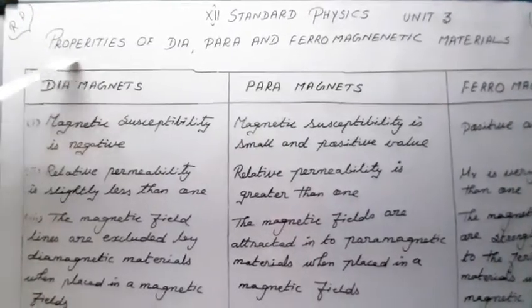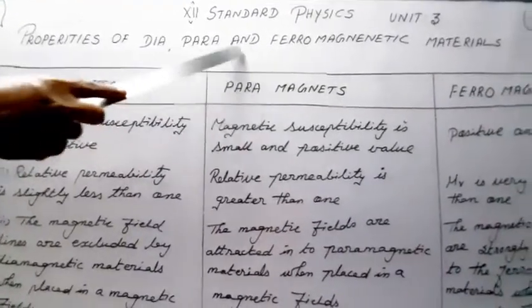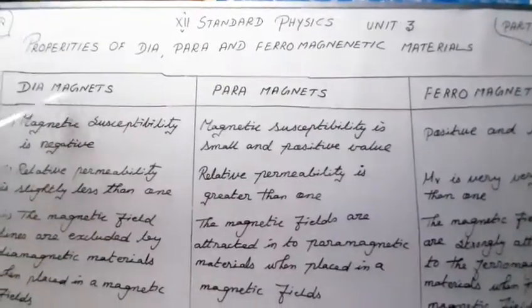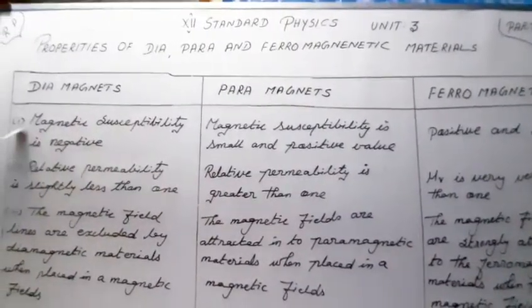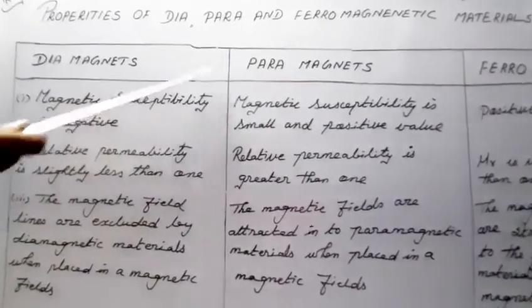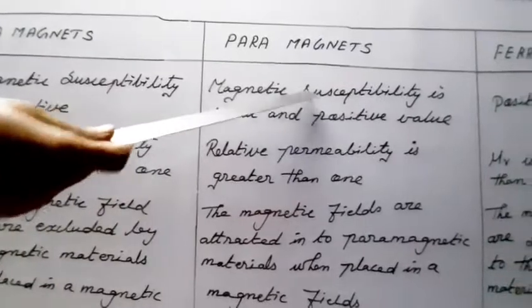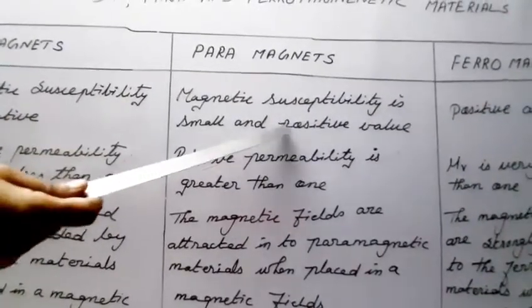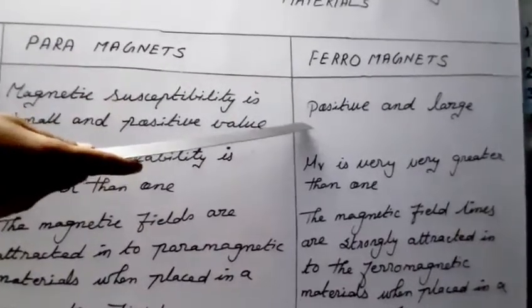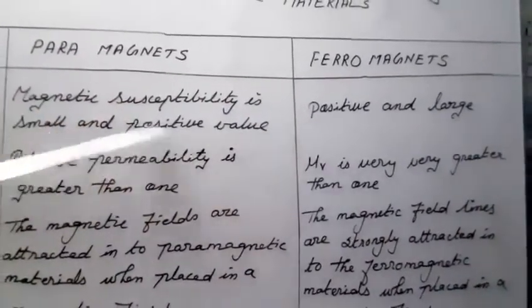Our next topic is properties of dia, para, and ferromagnetic materials. First, diamagnets. In diamagnets, the magnetic susceptibility is negative. In paramagnets, the magnetic susceptibility is small and positive. And in ferromagnets, the magnetic susceptibility is positive and large.